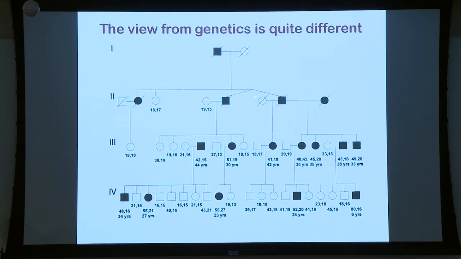And so you have here an individual who had 42 CAGs, who had onset of disease at 44. And here you have somebody who had 51 CAGs and an onset at 30. And here's a 41 and a 42, and so on.